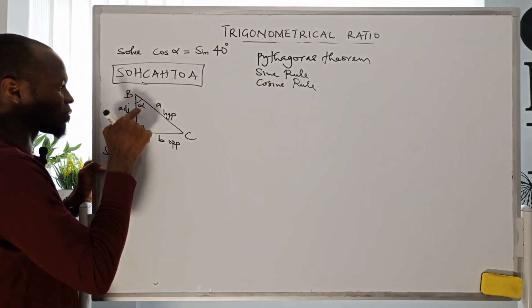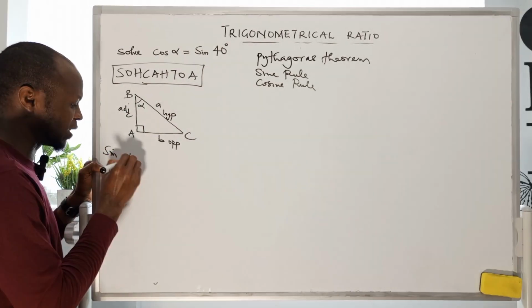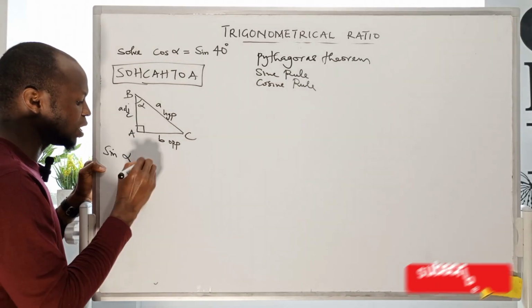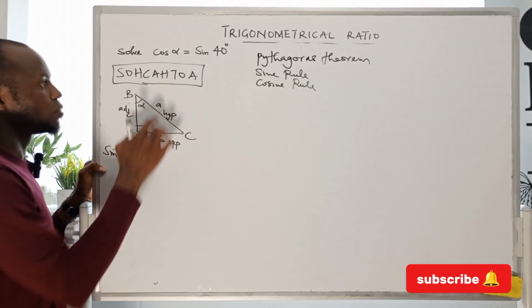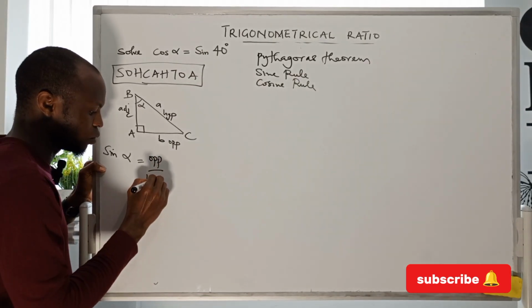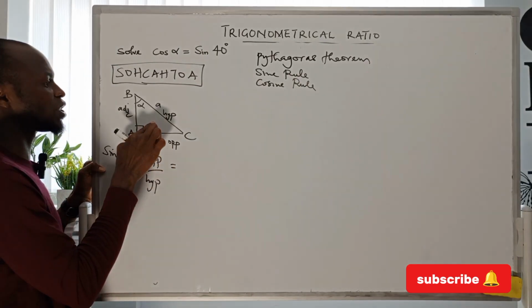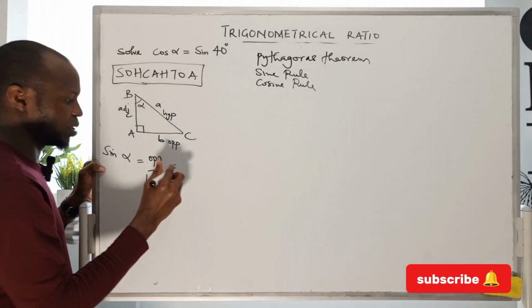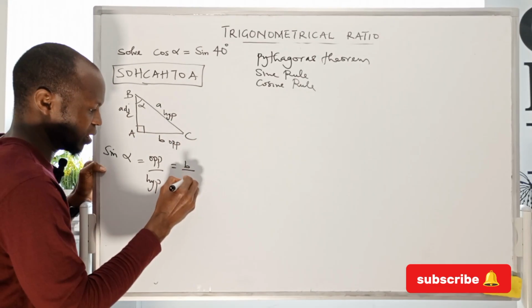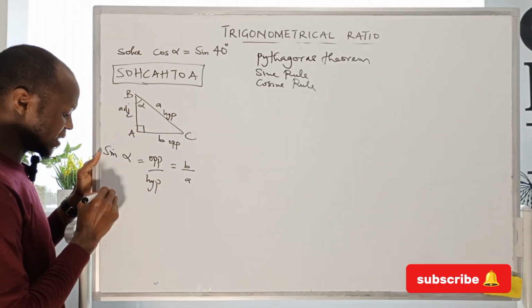Okay, now sine of this angle, sine theta, or sine alpha rather, pardon me, sine alpha will be equal to, don't forget, opposite over hypotenuse. My opposite in this triangle is what? B. That is B over what? Over A.